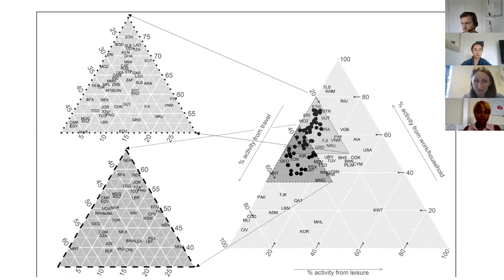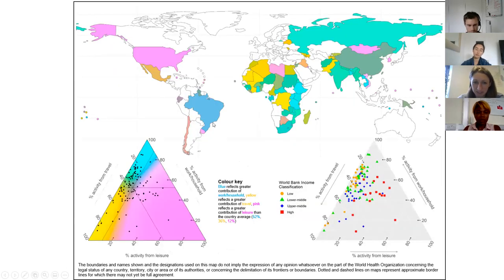And I'm about to present the same information in another format. So if you didn't get your head around this, there's another chance to go. This triangle is exactly the same triangle as I've just presented. The dots are in the same place. That was Kuwait. But instead of having the country names, they're just dots, and we have a slightly more color-coded chart. The lines' intersection represents the mean of the country means, and that happens to fall at about 52% work household, 36 travel, and 12 leisure.